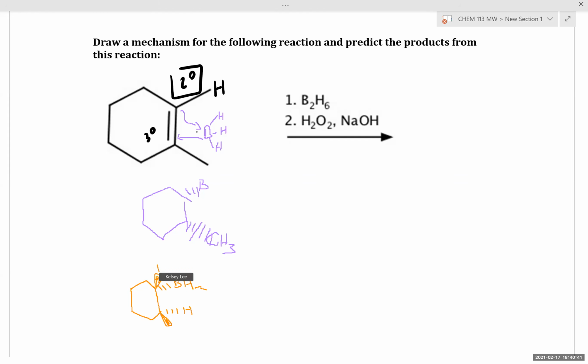So we have another student drawing it out, but I'd like the student who annotated it in purple to do that correction, just so that way we can get that idea encapsulated. Okay, so the boron and hydrogen are installed on the same face, and so the methyl ends up on the opposite face. Does that idea make sense? Does that concept make sense?